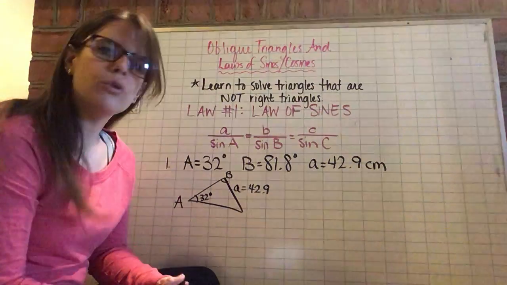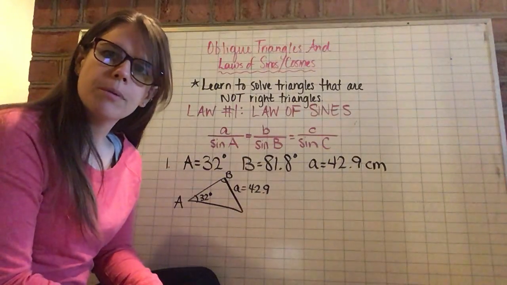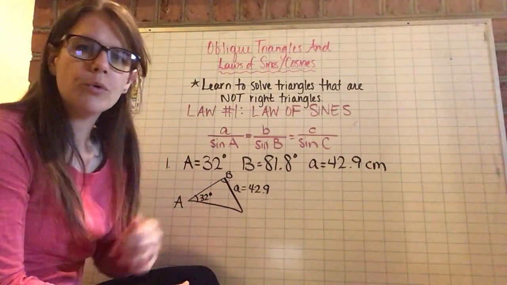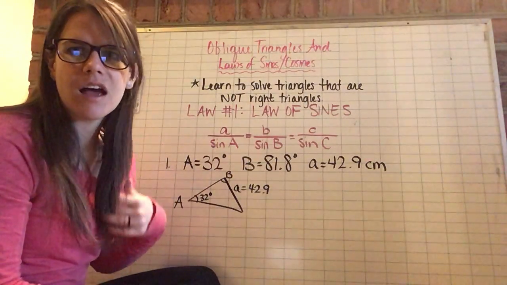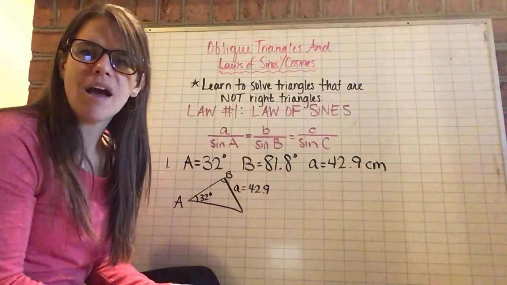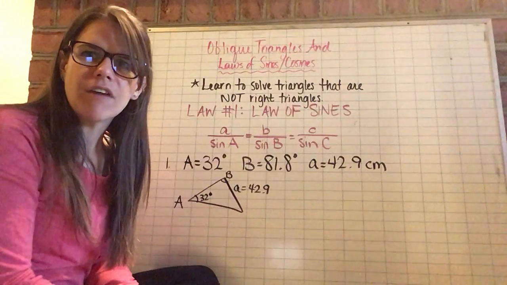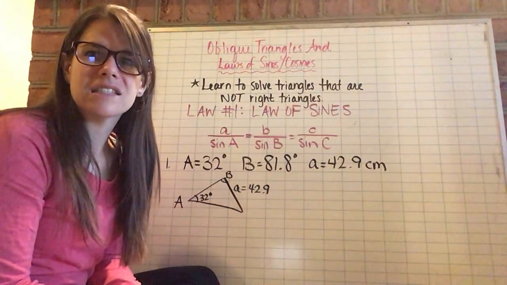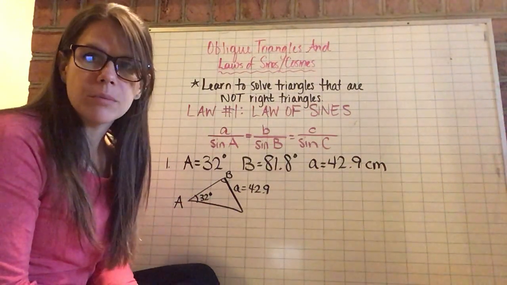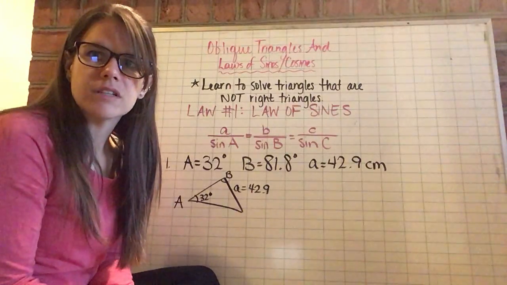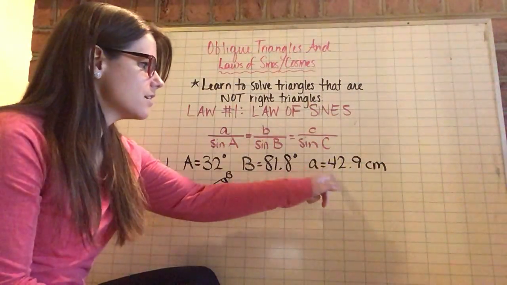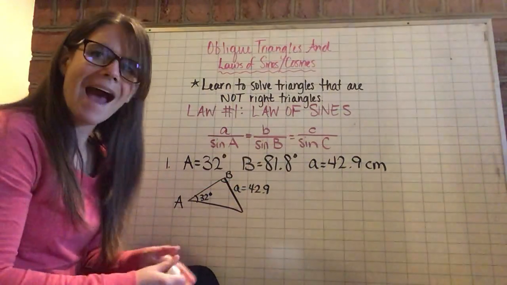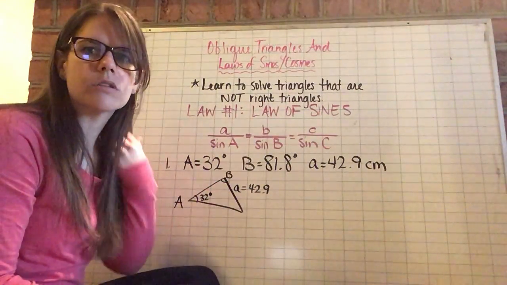So you can use this relationship anytime that you have a matching angle and side pair, if you have their information, okay? If I gave you something about A, B, and C, you would not be able to use law of sines, and that's when we're going to have to get into law of cosines. But for now, we're good because we have angle A and side A. Okay, you have to have that match in order to use this law.